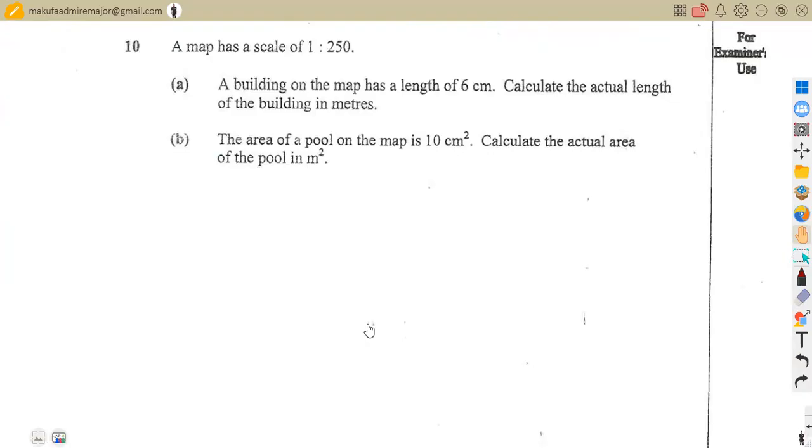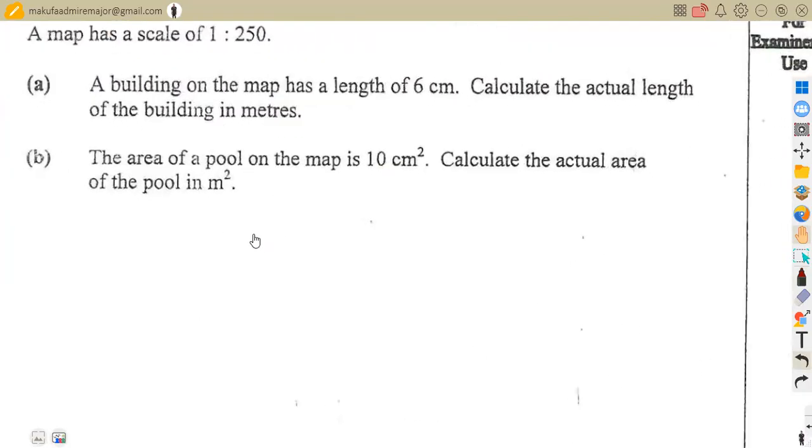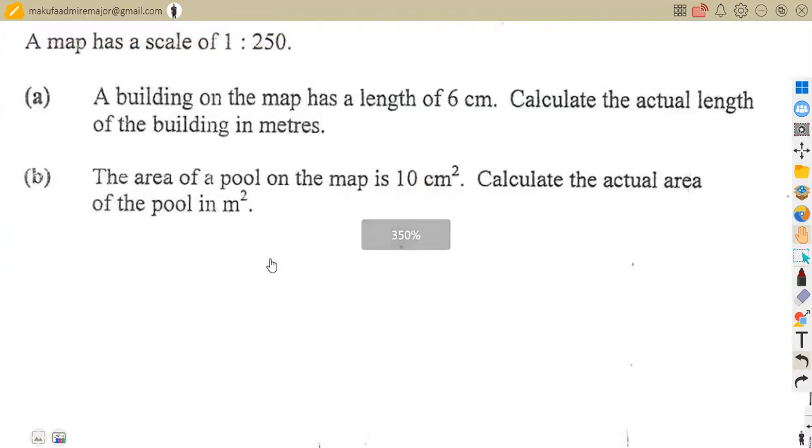All right. Then on number 10, we are given a map that has a scale of 1 to 250. So this is the map scale. And we are given that on the A part, a building on the map has a length of 6 centimeters. Calculate the actual length of the building in meters. All right, I talked about this. It's a scale that you're talking about here.